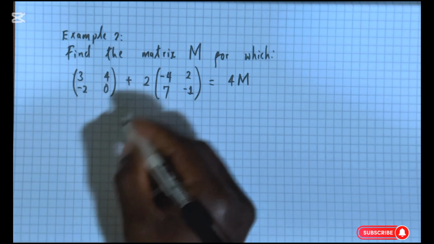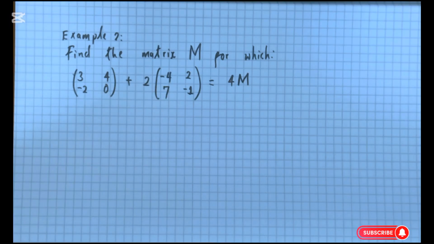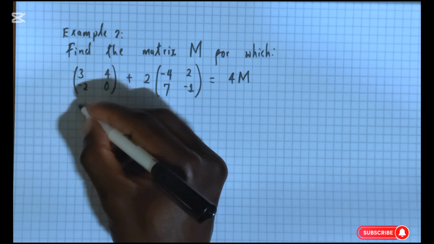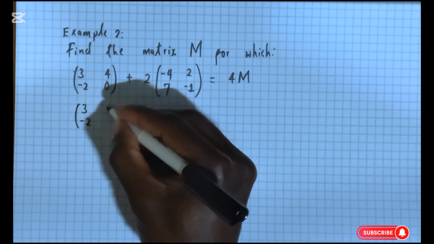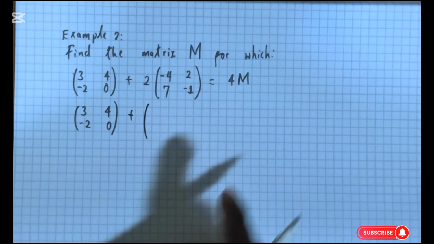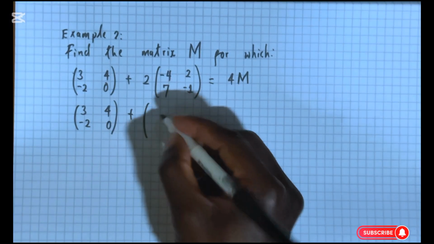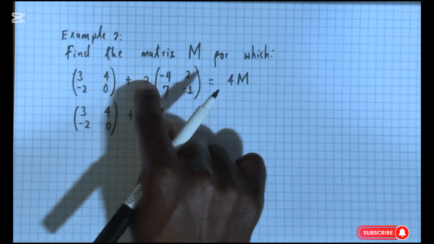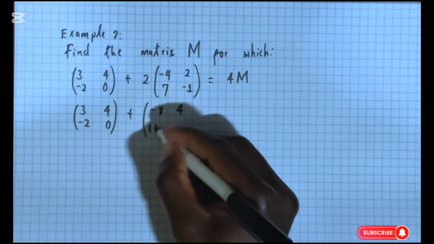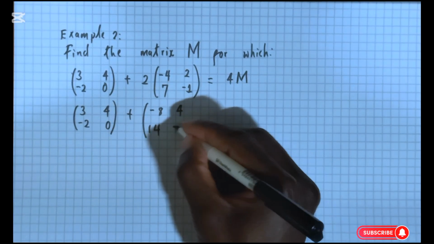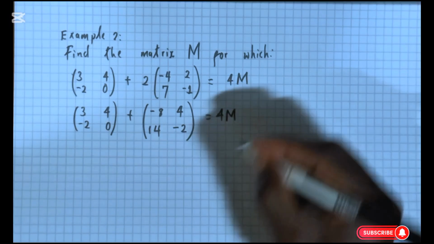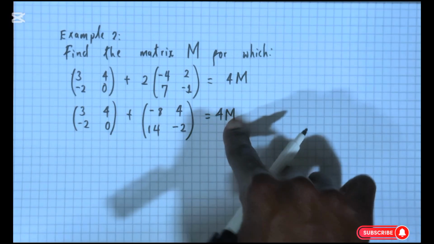All right, so let us start with the scalar multiplication of this particular matrix. We have 3, -2, 4, 0, so basically we've done nothing with that particular matrix, plus, 2 times -4 will give us -8, 2 times 2 will give us 4, 2 times 7 will give us 14, and 2 times -1 will give us -2. And that is supposed to be equal to 4 times the matrix M.